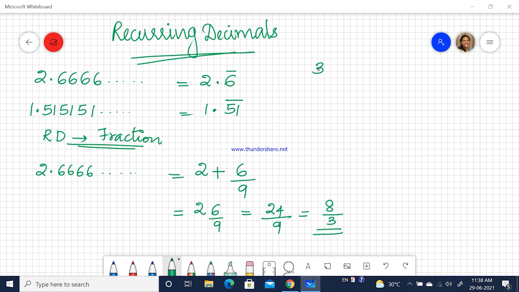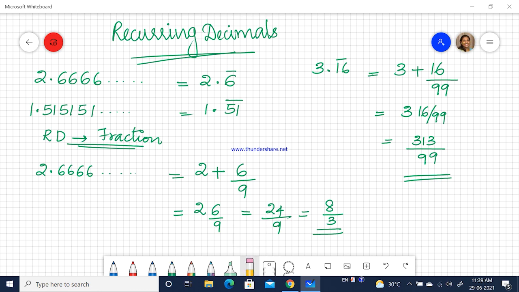Now consider an example: 3.16 bar is the recurring decimal. Now how do you convert this number to a fraction? So write 3, then it is 16. So divide 16 by 99. Since it is a 2-digit number, you consider it as 99. So it is 16 by 99. So it is 99 into 3 plus 16. So it is 313 by 99. So this is how we convert a recurring decimal to a fraction.